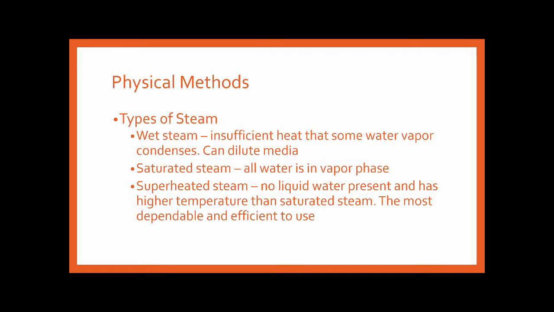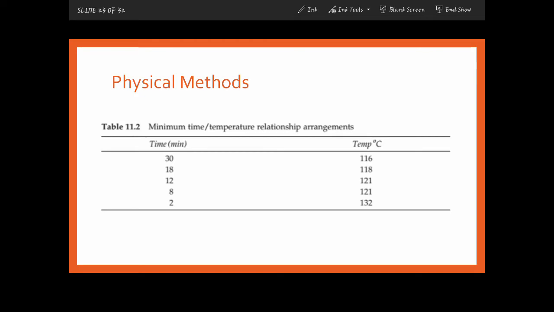So, we have types of steam. In wet steam, there's insufficient heat so some water vapor can condense. The downside of wet steam in your sterilization procedure is that it can dilute your culture media. Then you have saturated steam, where all the water is in the vapor phase, and superheated steam, with no liquid water present and a higher temperature than saturated steam. Superheated steam is more dependable and efficient to use.